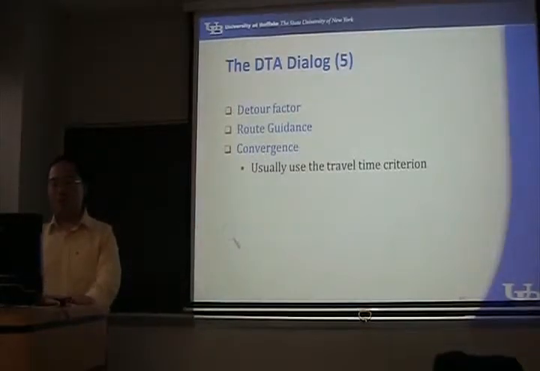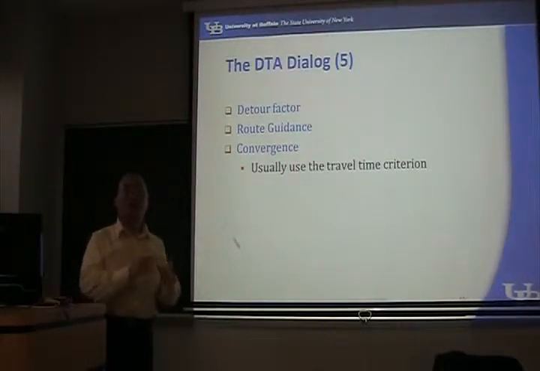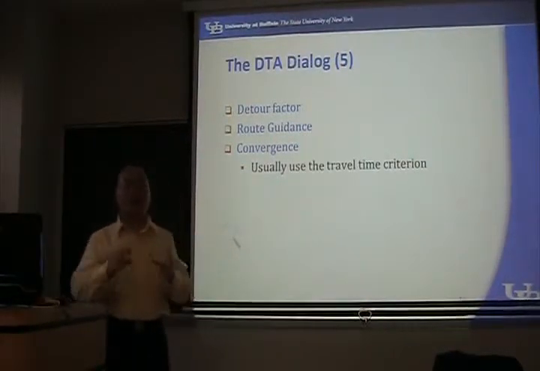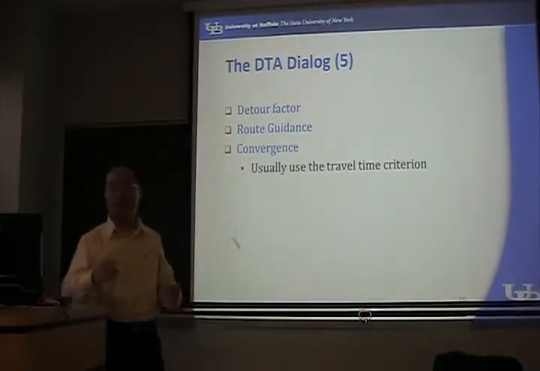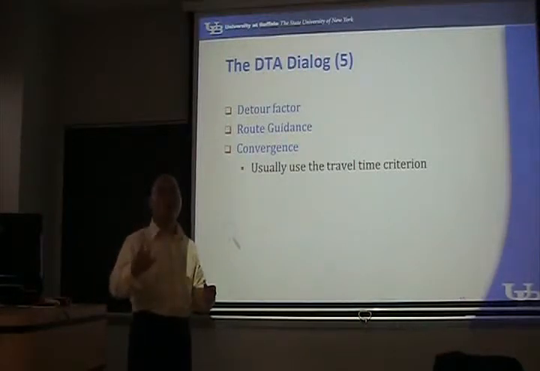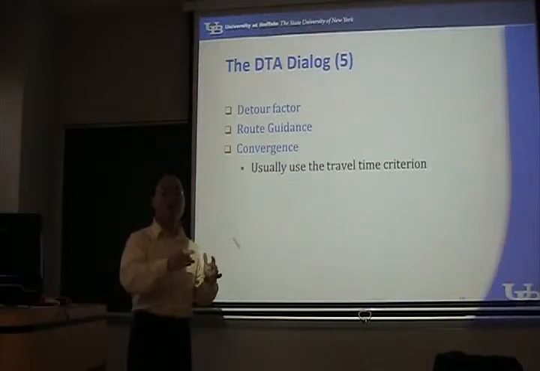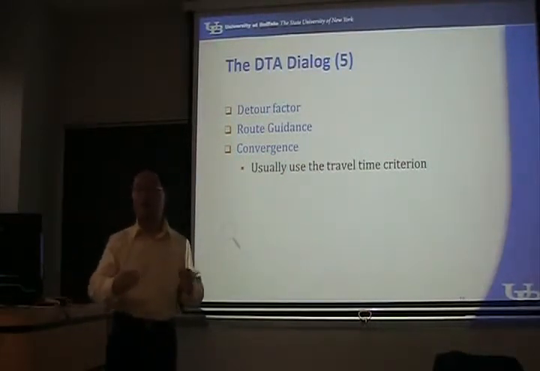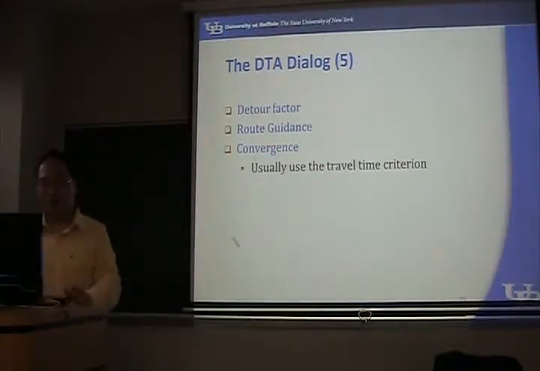So the next thing I'm going to talk about is detour factors. Detour factor means when you are searching for the routes, you don't consider those paths that are very, very long and much longer than the shortest path. For example, if you define the detour factor as 2, then you find the shortest path. Then any path that is twice as long or more than twice as long as the shortest path will not be considered, will be completely discarded. So this is a factor you may want to use.